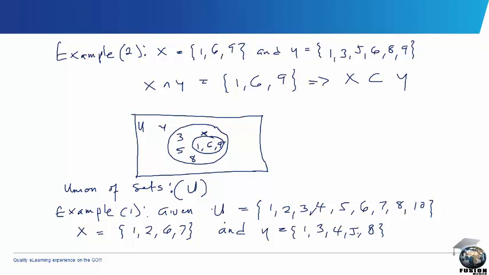Alright, X union Y will be equal to the elements that are in the two sets being joined together, and so X union Y will be equal to joining the two sets together without repetition. So you have 1, 2, 3, 4, 5, 6, 7 and 8.